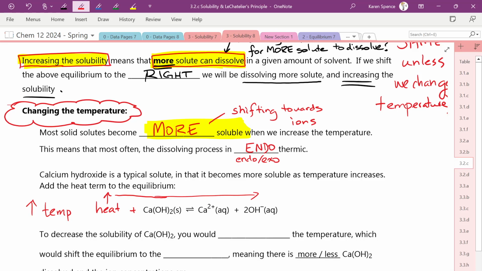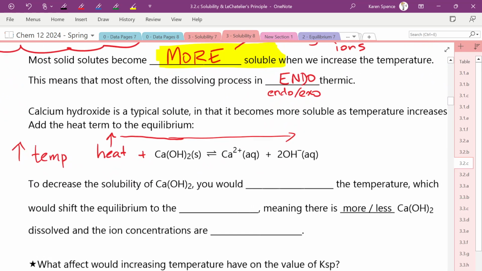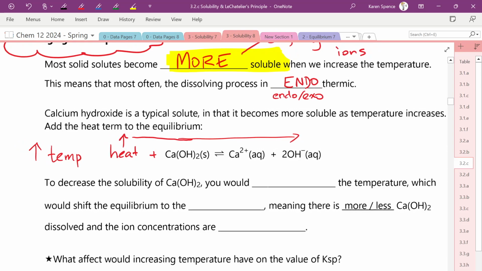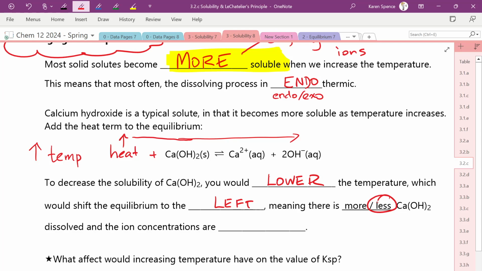To decrease the solubility, what would you do to the temperature? Decrease. You would lower the temperature, which would shift the equilibrium to the left, meaning there would be more or less calcium hydroxide dissolved. There would be less calcium hydroxide dissolved, and therefore the ion concentrations would be lower. And therefore the KSP would be lower. Higher. No, lower. Yeah, lower.